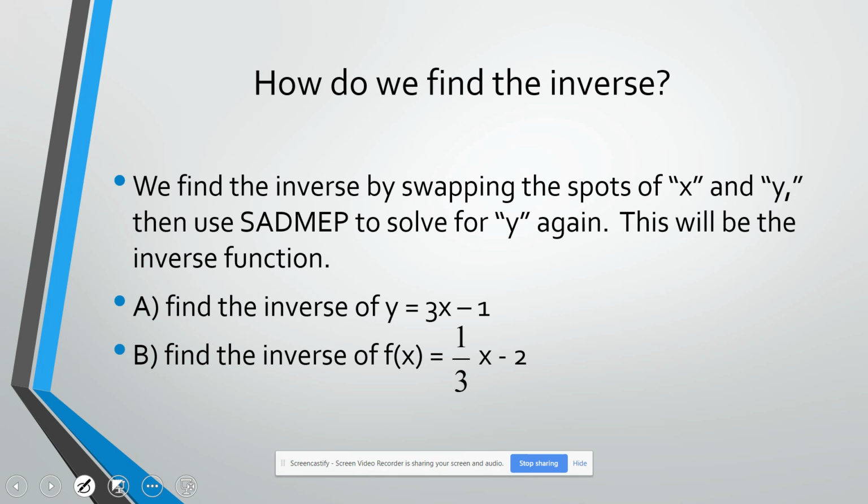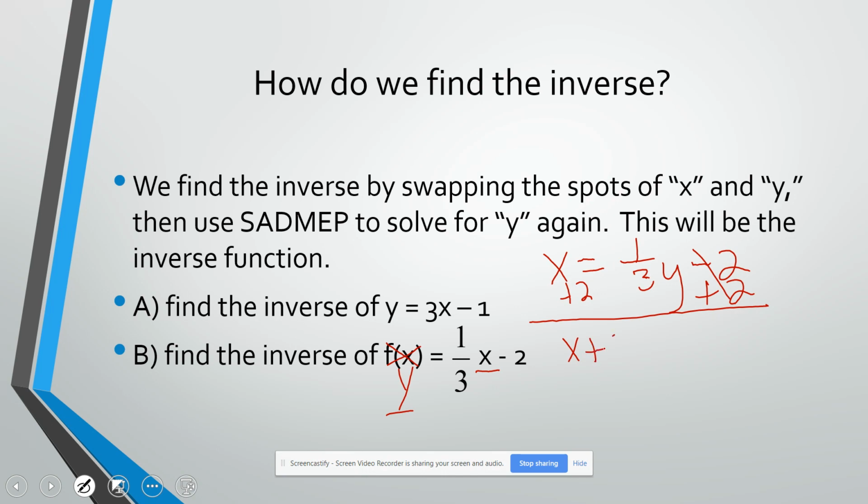Let's try example B. Remember, f of x is the same as y. So that's our y. And so to find the inverse, we start with swapping the x and the y. So we have x is equal to 1/3 y minus 2. Again, opposite operations. I'm going to go ahead and add the 2 to the other side. So we have x plus 2 is equal to 1/3 y.